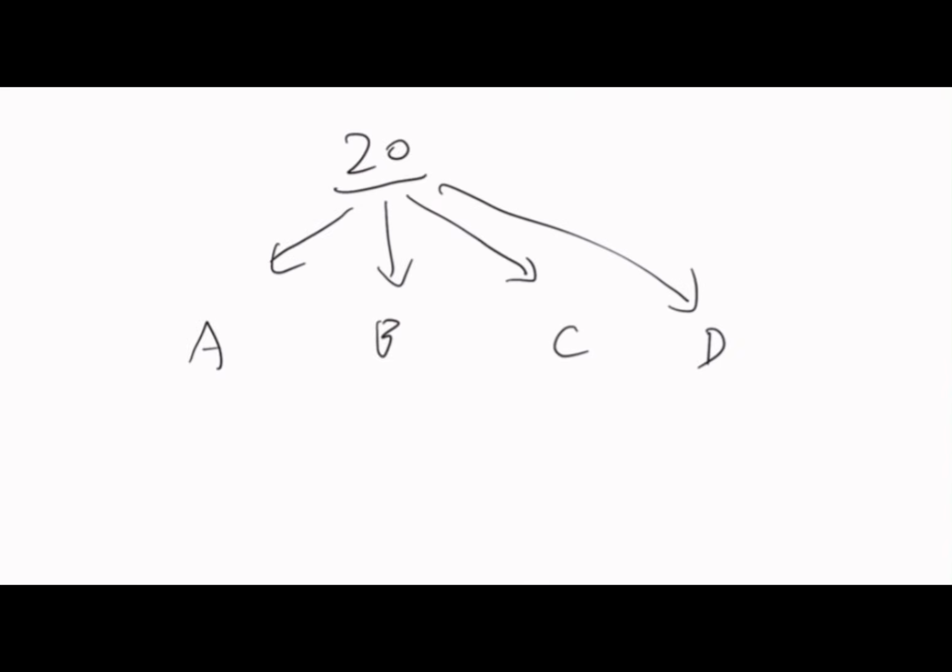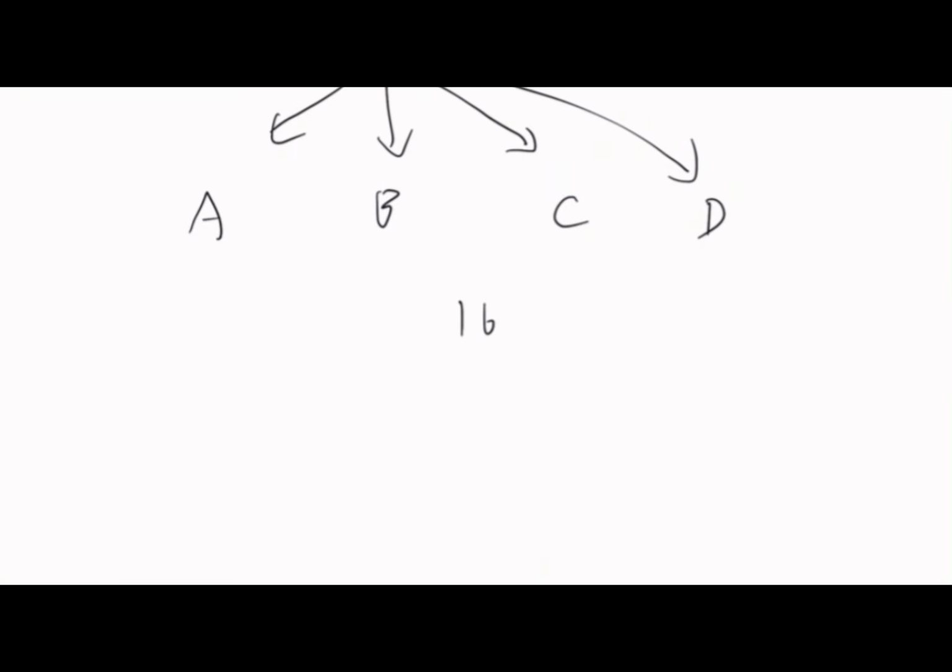So now we're distributing 16 apples to A, B, C, and D, who already have 1. So now we're distributing 16 apples to A, B, C, and D, but this time they must have an even number of apples.